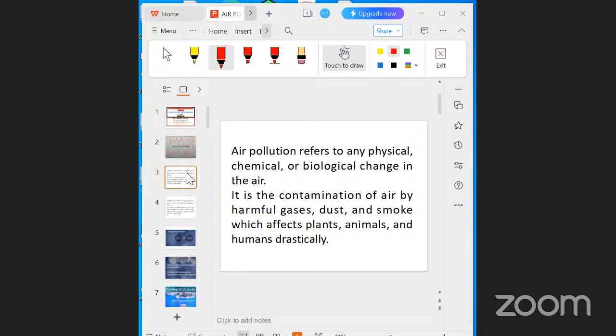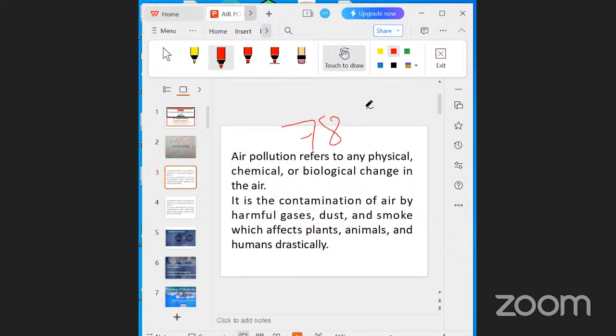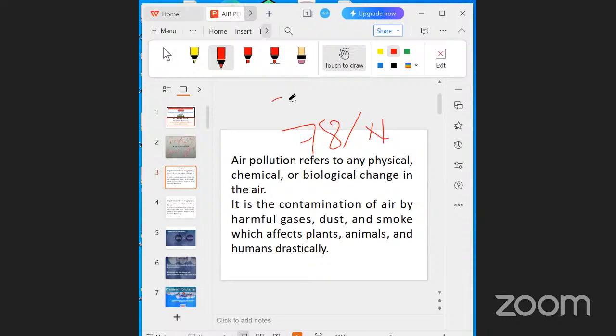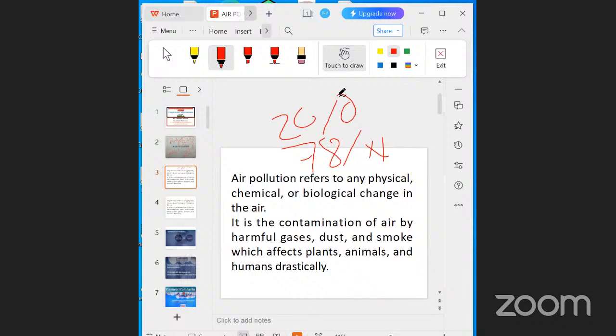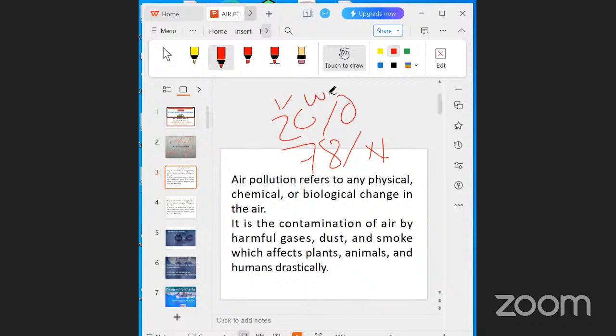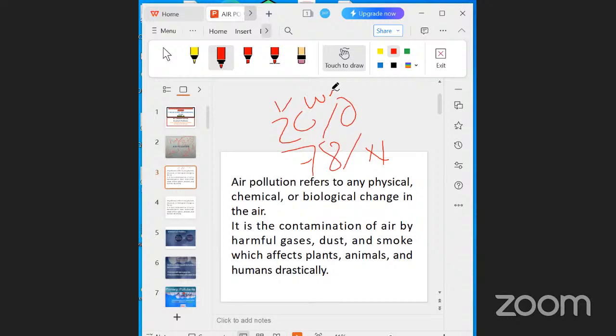So 78% of nitrogen and 20% of oxygen, and also 1% is water vapor, and the other 1% is inert gases. It is mainly argon, that is 0.97, and also carbon dioxide, and other gases 0.3. So these are the different components of the air, right?